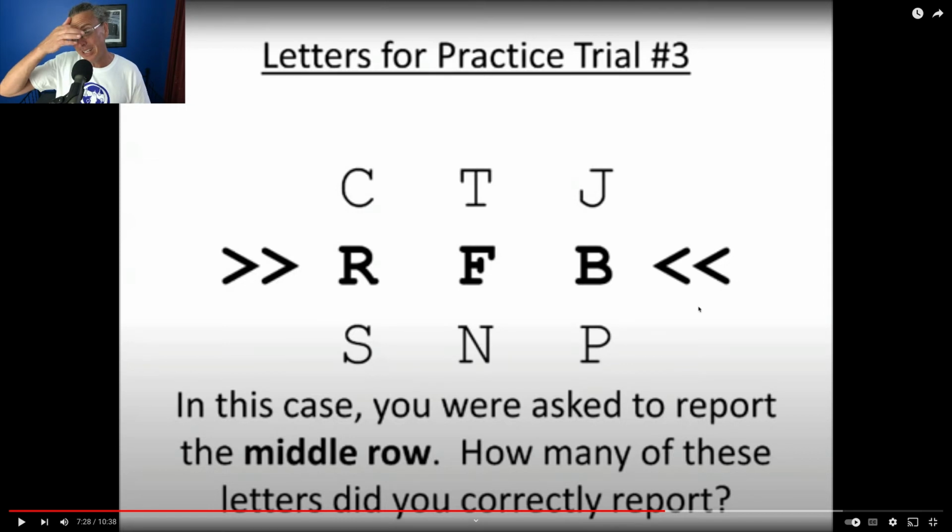Did that mess your head up? If it did, go check out some other things online about Sperling. But the important point of all this is that there's a trace, a visual trace.